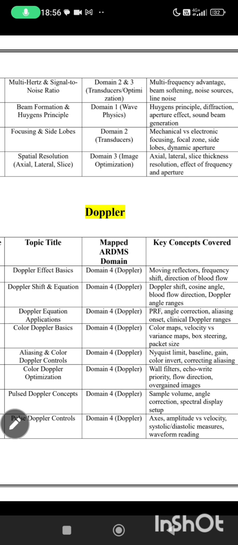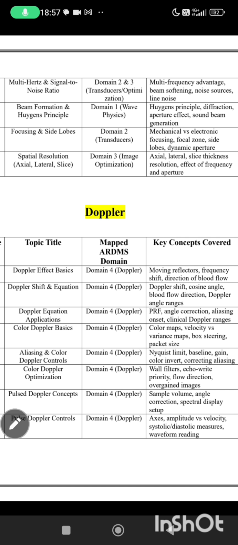Then there is transmit frequency. You have to decrease transmit frequency when aliasing happens. It is in secondary control. Then there is sweep speed in secondary control and some other things. And also you must know about duplex and triplex. What is the difference between them? Duplex, B mode plus Doppler. Triplex, B mode plus color plus spectral Doppler. Also you must know about the amplitude.